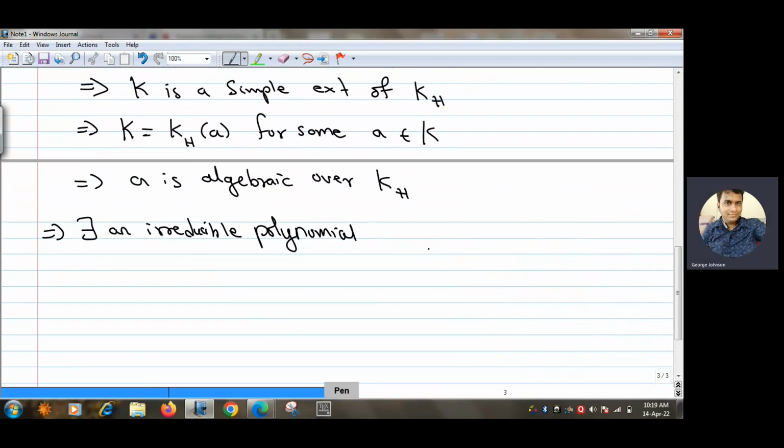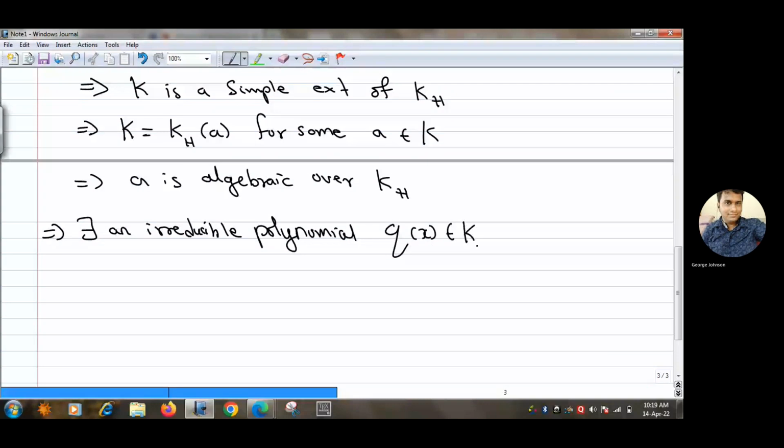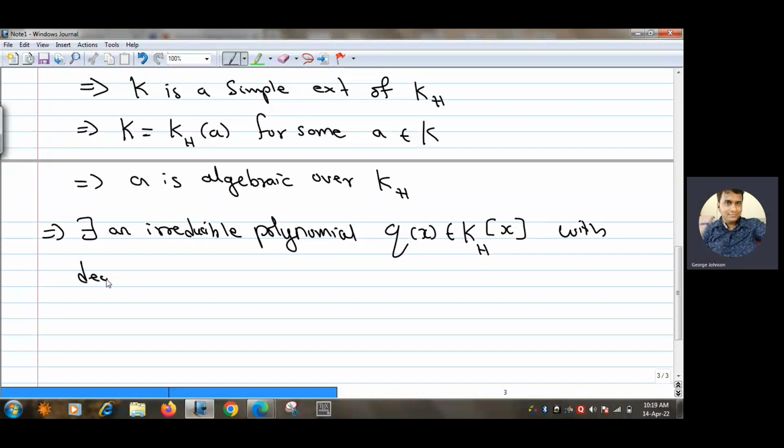There exists an irreducible polynomial, say Q(X) over K^H[X], because A is algebraic over K^H, right? So the irreducible polynomial will belong to K^H[X]. There exists an irreducible polynomial in K^H[X] whose root is A and whose degree is n. The irreducible polynomial Q(X) has degree exactly the same as n, and also the dimension of K^H(A) over K^H is n.